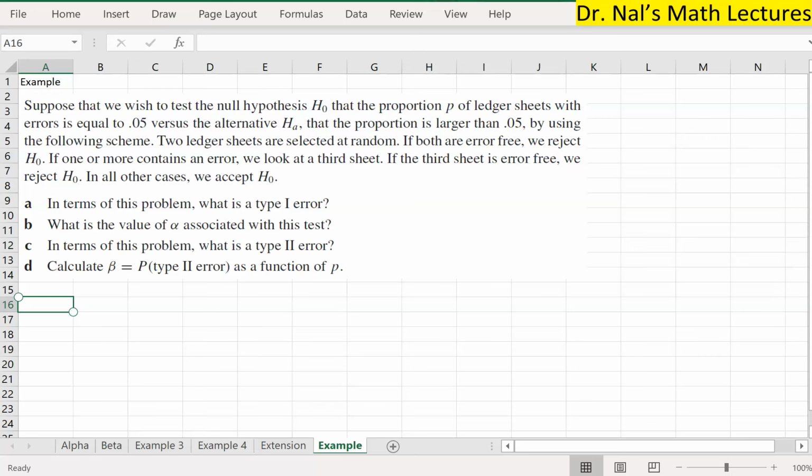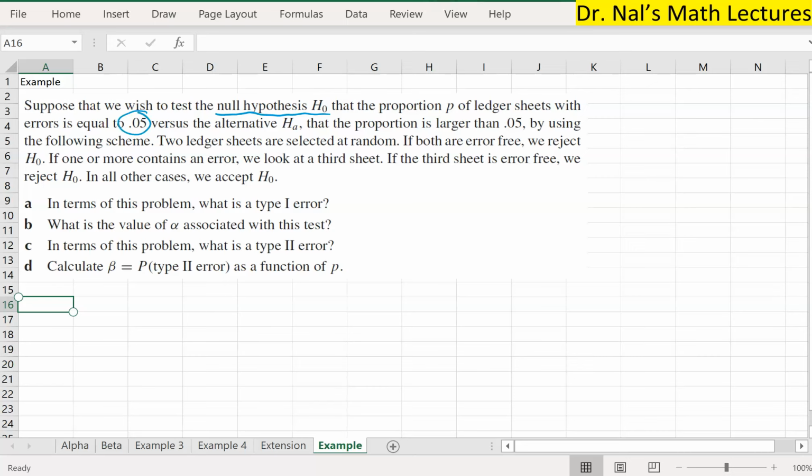Consider this somewhat entertaining example, an application. We'll go over this example to practice our alpha and beta skills. So here we go. Suppose that we wish to test the null hypothesis, H0, that the proportion P of ledger sheets with errors in them is equal to 0.05, or lower, I guess, versus the alternative that the proportion is actually larger than 0.05.